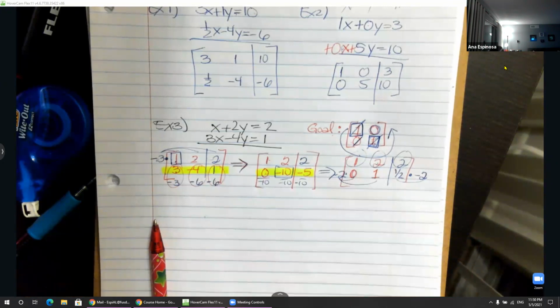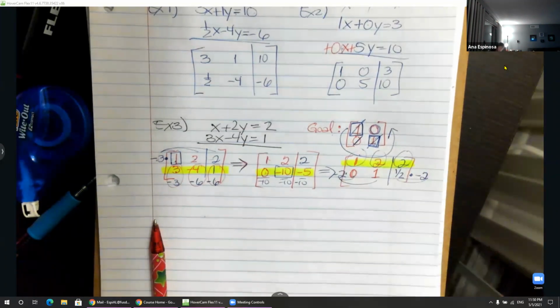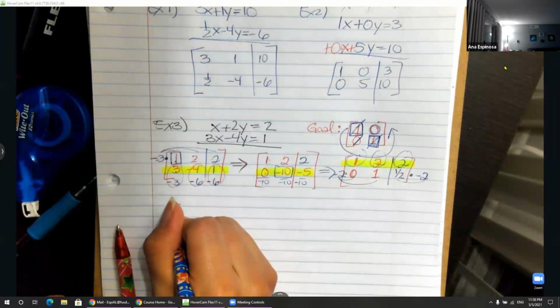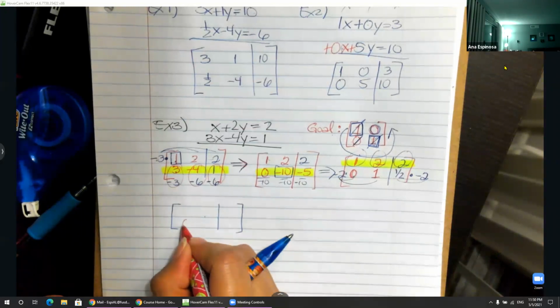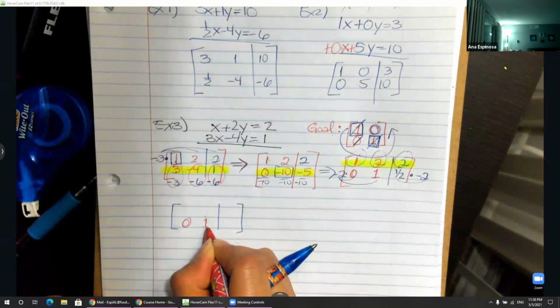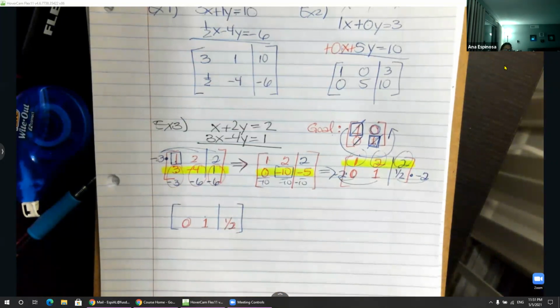This row stays the same. The one I'm going to change is the top row. The top row is going to change now. The bottom, I don't want it to change. So I'm going to write 0, 1. I always write down, it's just a habit of mine, the one that's not going to change.